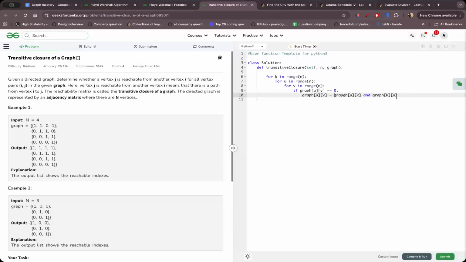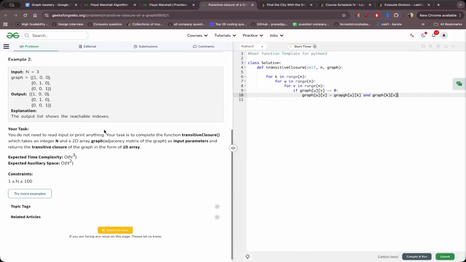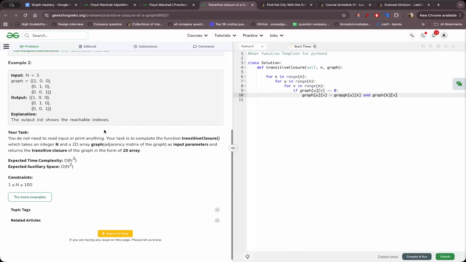If both are 1, k to v, if both are 1, then the end will be 1. If any of this is 0, then the end will be 0. So if this is 1 already, then no need to check anything. Otherwise, we will simply place it. This time as well, you do not need to print anything, your task is to return the closure of the matrix. So I'll simply return this.